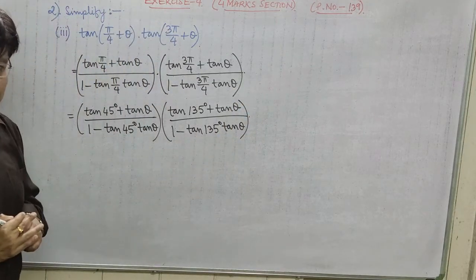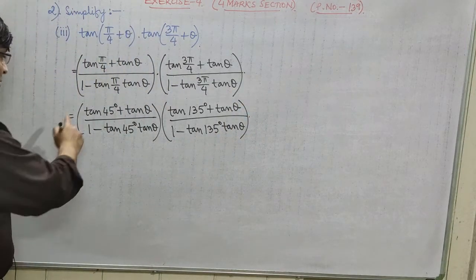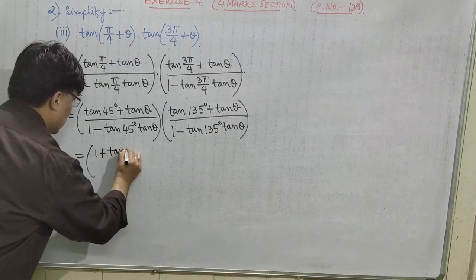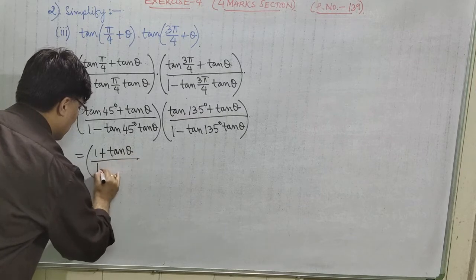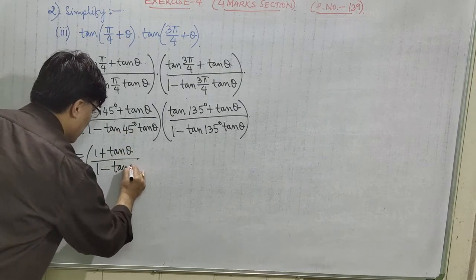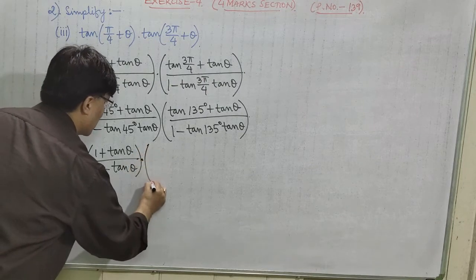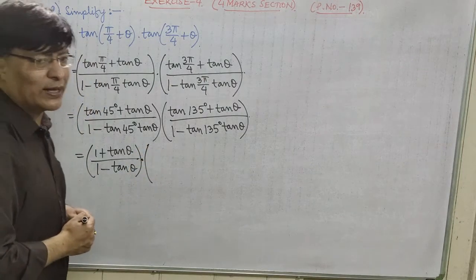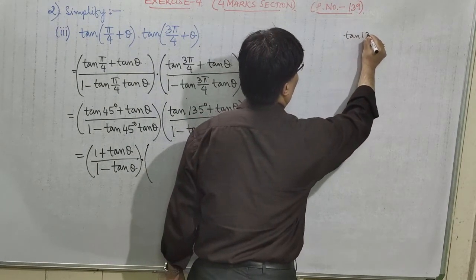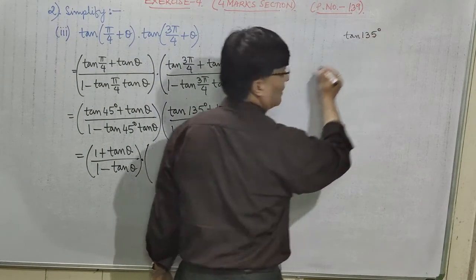So I think you have understood it. So you can put this value, tan 45 is 1. So it is 1 plus tan theta divided by 1 minus tan 45, which is 1, into tan theta, so tan theta. Okay, into. Now within bracket, what is tan 135 degree? So let us get the value for tan 135 degree.